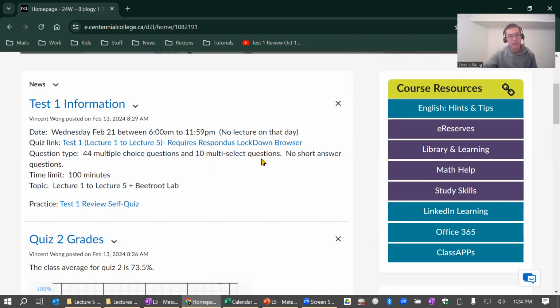10 multi-select. There will be no short answer question this time, and you will have 100 minutes to do the test, and it covers lectures 1, 2, 3, 4, 5, as well as the Beetroot Lab. There's a practice self quiz that you can do.